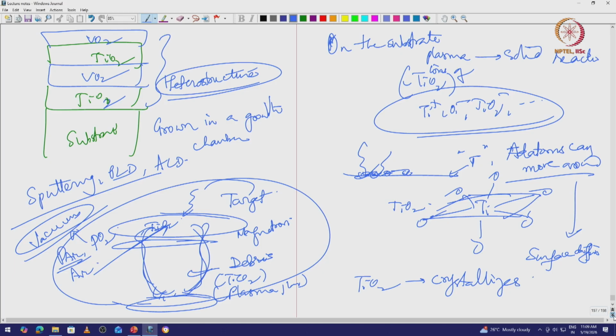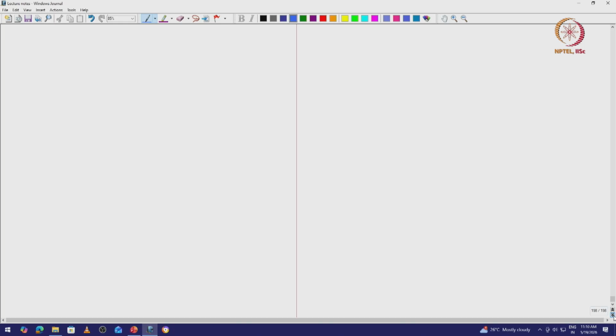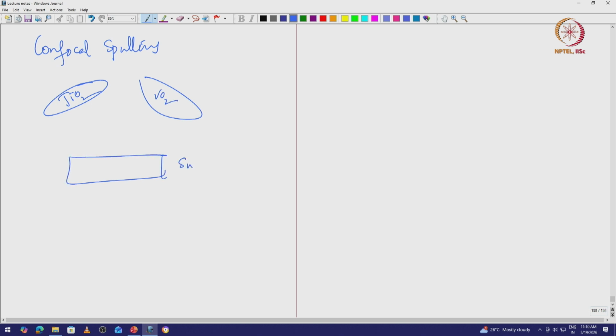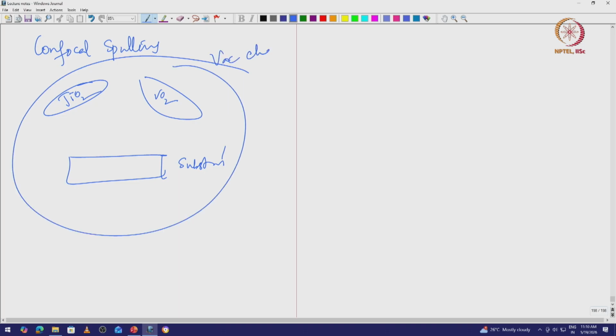So what I can do then is what is called confocal sputtering, where I have two targets, one here, another here. This is the target of titanium oxide, this is the target of vanadium oxide. I have one substrate, and everything is in a vacuum chamber, right. So then I can shoot argon ions to get titanium oxide like this. I can shoot argon ions through magnetron sputtering to get vanadium oxide, and I can do them sequentially, right.